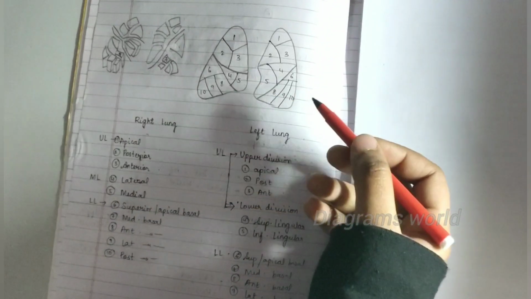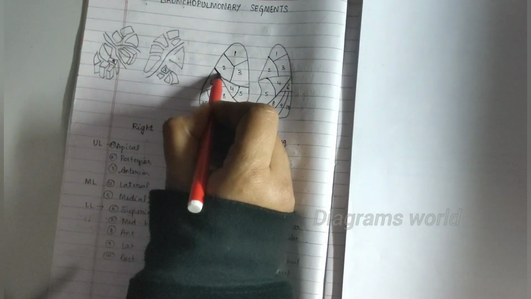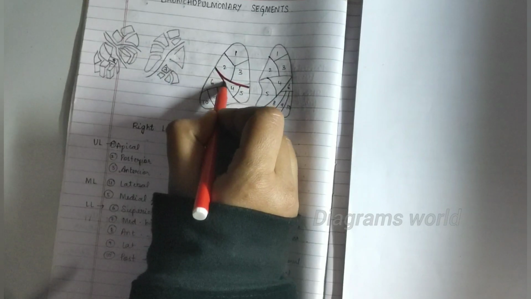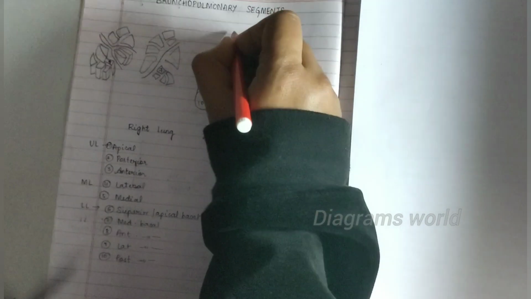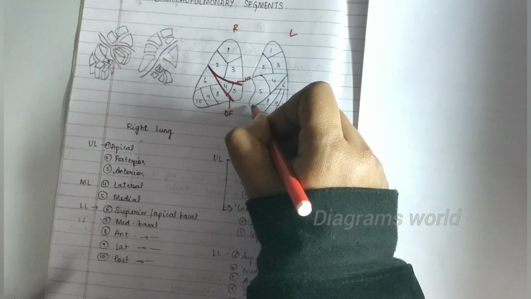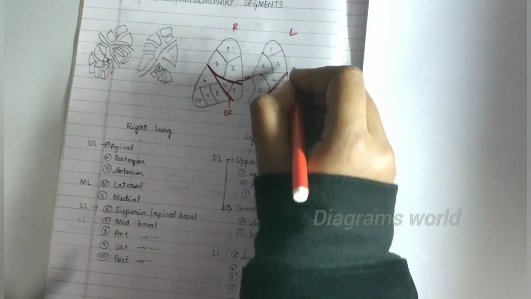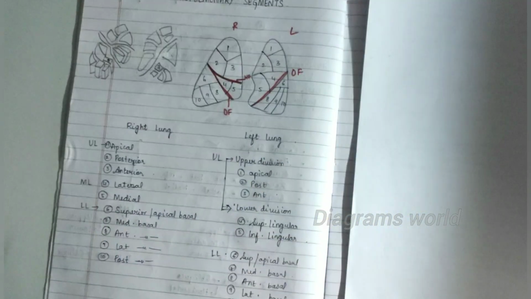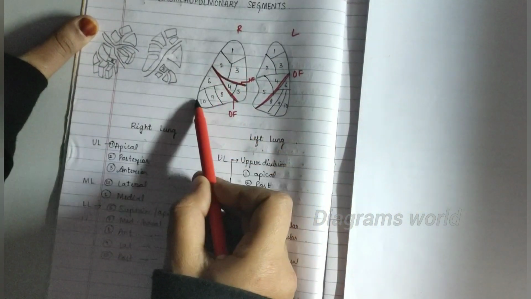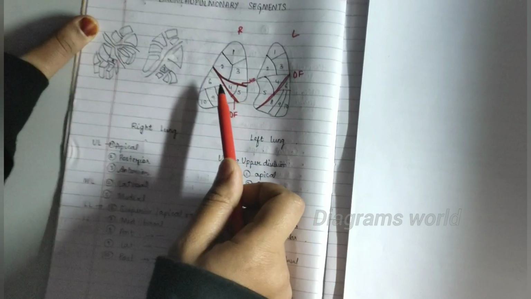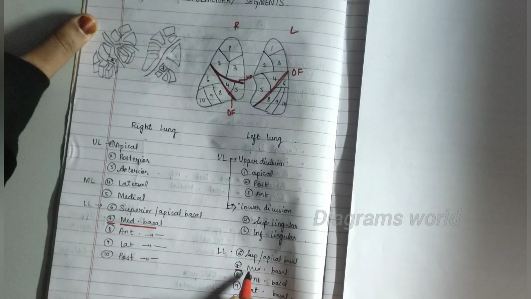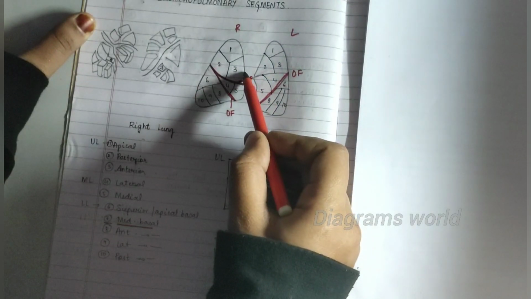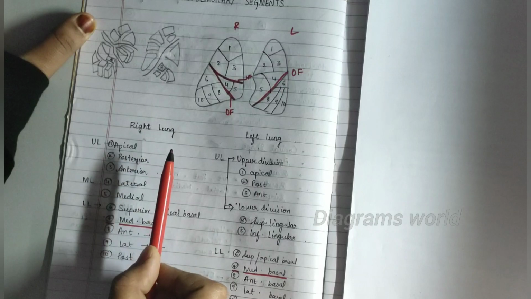I have drawn the diagram of both the lungs, and this is our horizontal fissure, right? And this is our oblique fissure of the right lung. This is our left lung and this one is our oblique fissure. So basically here we are able to see only nine segments. The seventh segment of both the lungs is present medially, somewhere inside. Now the right lung and left lung.